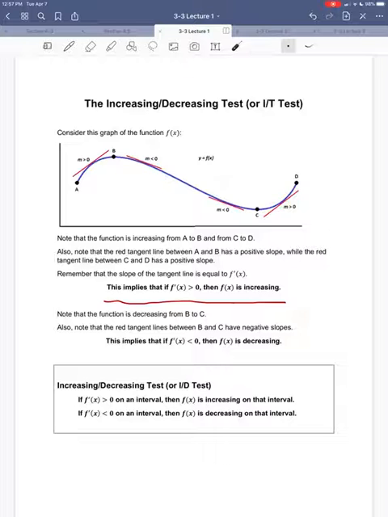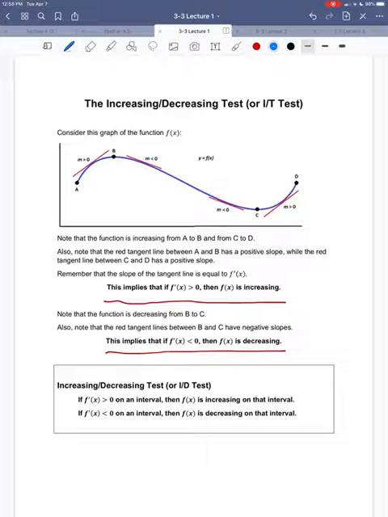If we look between b and c, the opposite is true. There the function is decreasing, and these slopes are all negative. That means f prime of x is less than 0. So if f prime of x is less than 0, then f of x is decreasing.